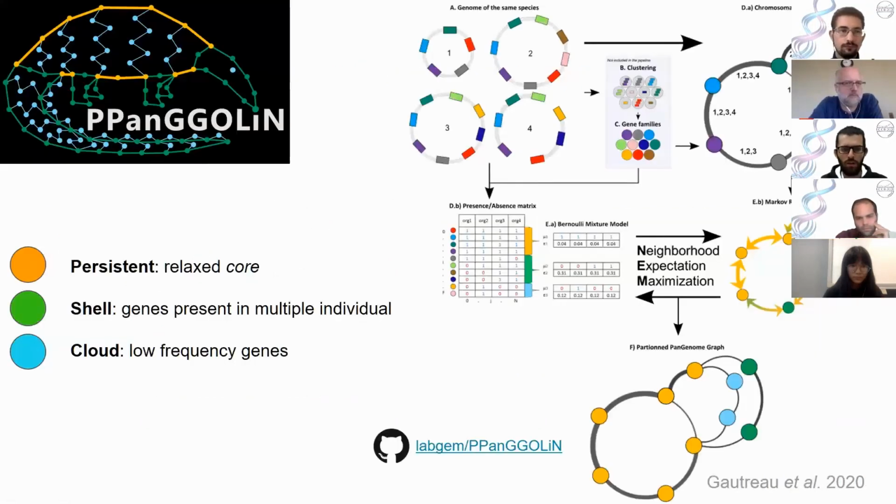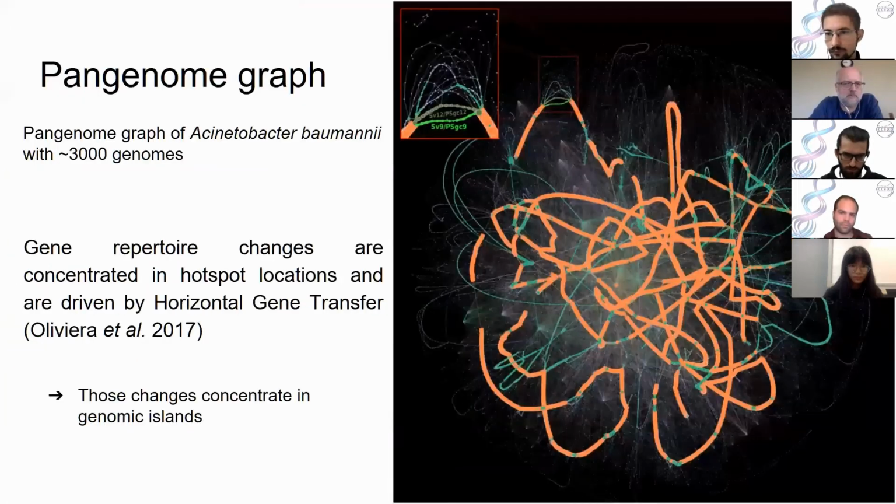Recently, a tool from our lab called PPanGGOLiN was published. It is based on a graph structure, as you can see on this slide, and a statistical partitioning algorithm called neighborhood expectation maximization that uses both the presence-absence of gene families and the graph structure to partition the graph. The method to detect genomic islands is based on this graph.